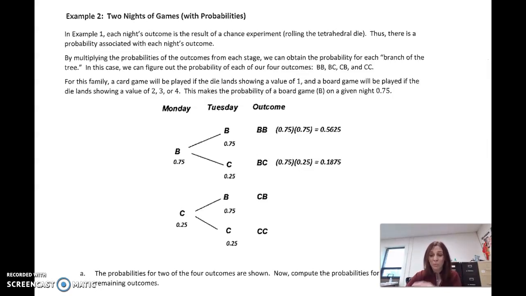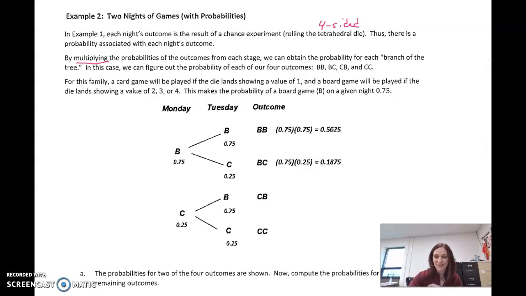So how are they going to decide whether it's a board game or a card game? They're rolling this 4-sided die, this tetrahedral die. So there's probability. If we're going to come up with all this, we have probability with it. By multiplying the probabilities of each of the outcomes in each stage, like we've been doing before, we can obtain the probability for each branch of the tree. So in this case, we can figure out the probabilities for each of the 4 outcomes.